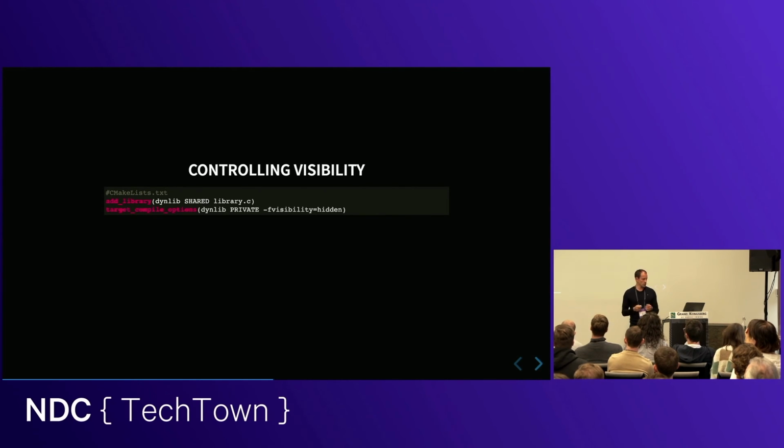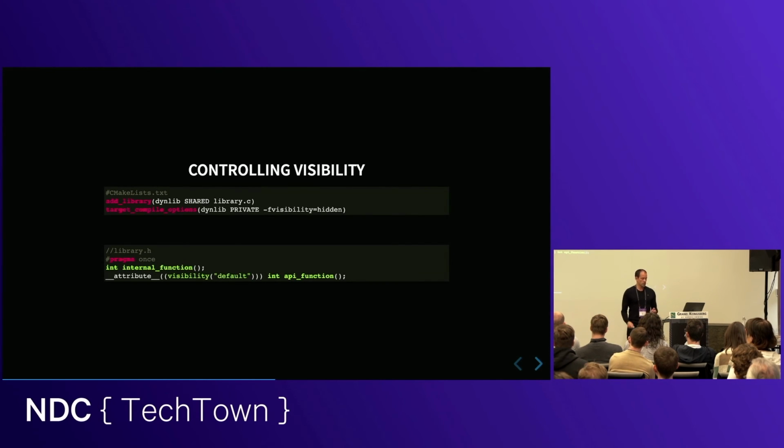So what I typically do is I have add_library. I'm making this dynlib, my shared object. And then I set the compile options for dynlib: -fvisibility=hidden. And now all of the source files that go into making dynlib will have -fvisibility=hidden. So all of my symbols are hidden. No one can use anything in my library.